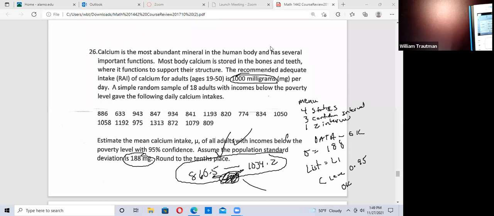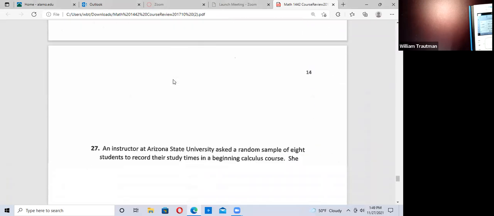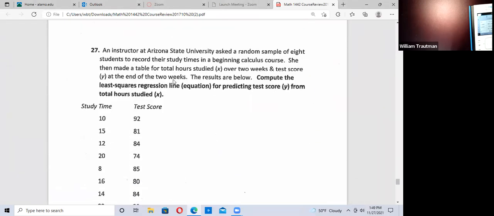Okay. Next question, 27. Compute your y equals. Compute your least square regression. This is L1. This is L2. So let's type all that in right now.